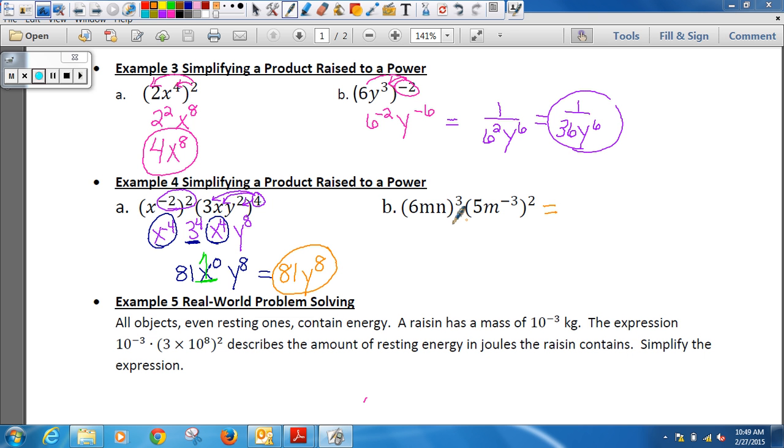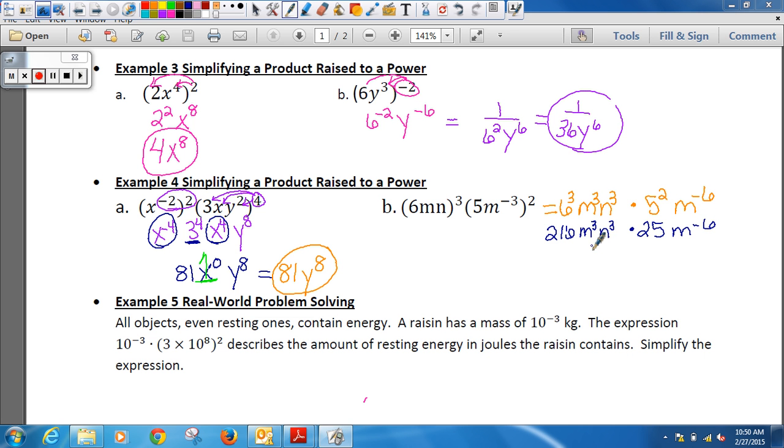Okay, on my next one, again, you have to spread this to all of them, so I end up with 6 cubed, m cubed, n cubed, times, and if you want to put your times symbol in there, you can, 5 squared m to the negative 6. And now I'm going to combine or simplify anything I can. 6 cubed, I get as 216. M cubed, n cubed, 5 squared I know is 25, m to the negative 6.